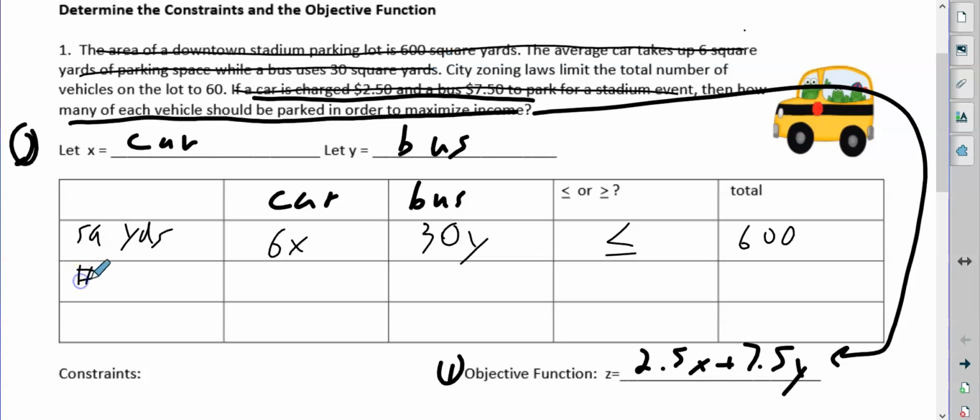City zoning law limits the total number of vehicles. Well, right there, there's our next category. Number of vehicles to 60. Well, that means we're going to have some of these and some of these. It has to be less than or equal to that.